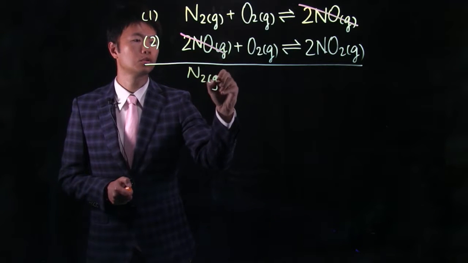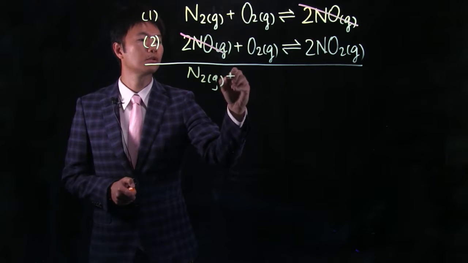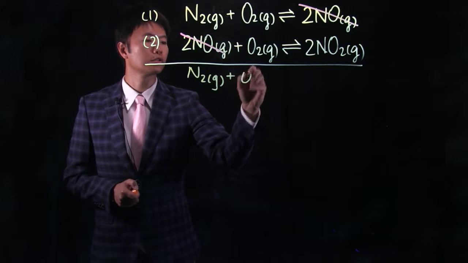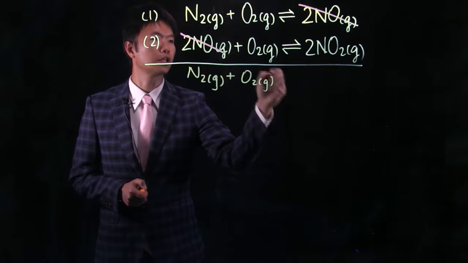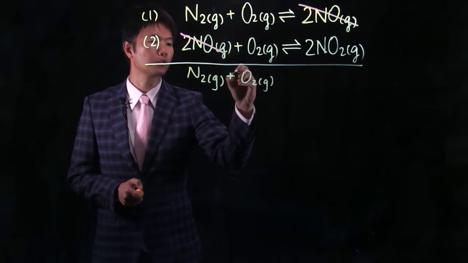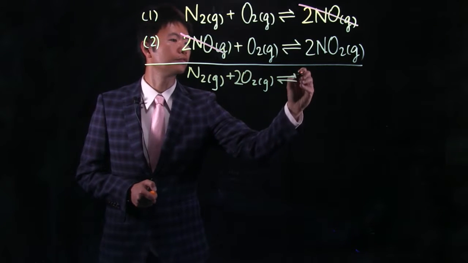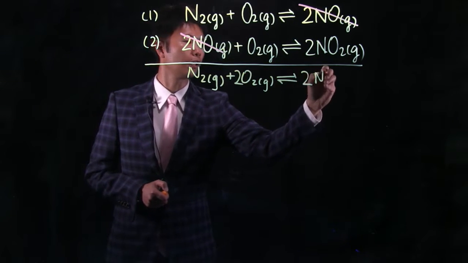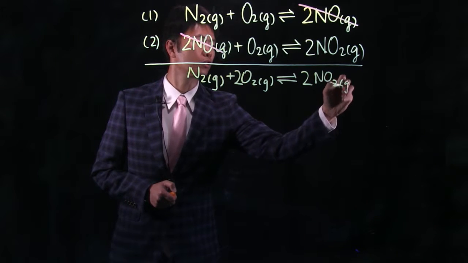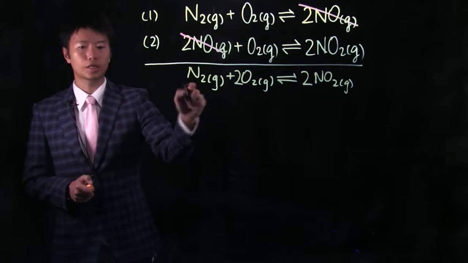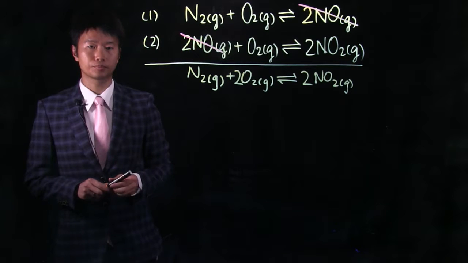Okay, so we have N2 gas plus O2 gas. We have 2 of them, so we put a 2 right here, in equilibrium with 2 NO2 gas. So this is our overall chemical reaction.